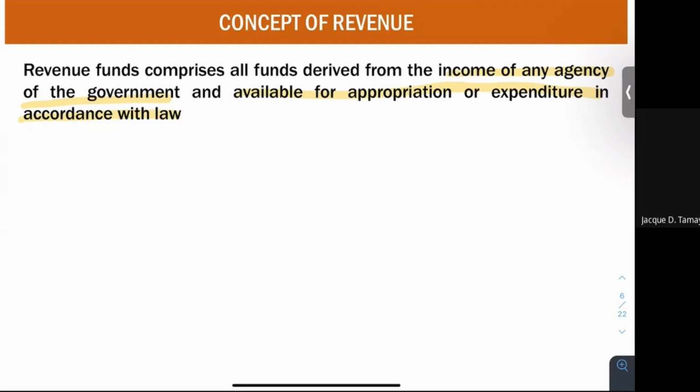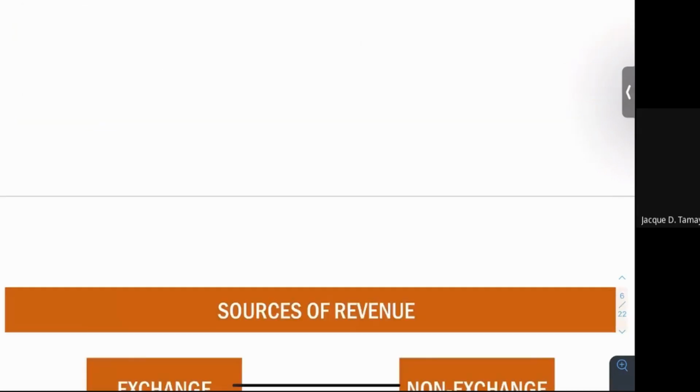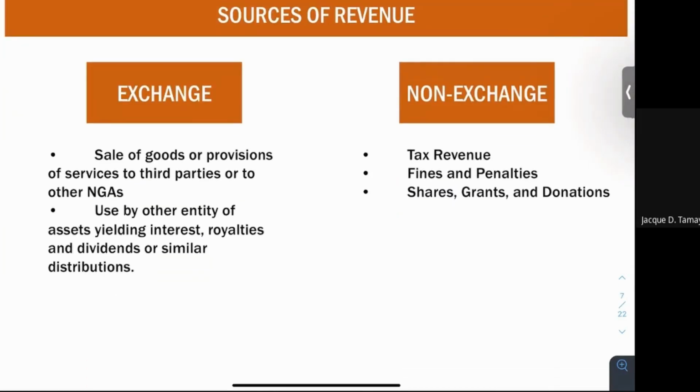Now, upon knowing the concept of revenue, let's look into the different sources of revenues and other receipts. Your sources of revenue are through exchange and non-exchange. Actually, this is quite the same with your financial accounting, wherein revenue is recorded through exchange or non-exchange. Under financial accounting, it is accounted using PFRS 15, if you still remember. That is your revenue from contracts with customers.